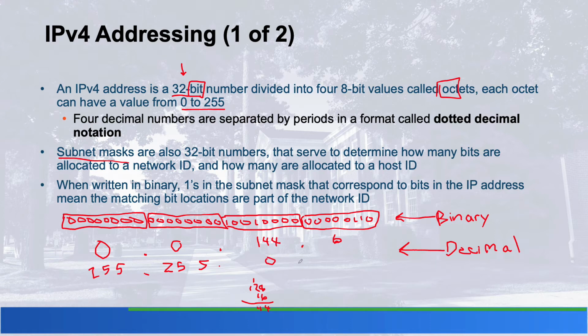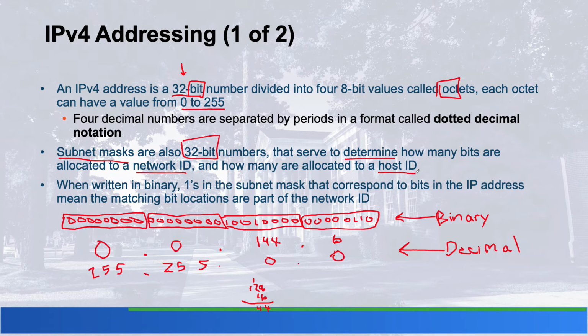255.0.0. So the subnet mask is going to be similar to the IP address. It's going to have the same format. The IP address tells me which computer I want to talk to. The subnet mask is also a 32-bit number, so it's going to look just like the same 32 bits. The difference is the subnet mask is going to determine what part of the IP address belongs to the network and what part of the address belongs to the computer, or host.